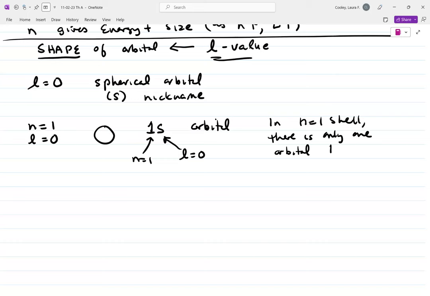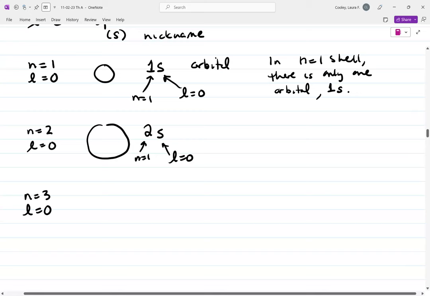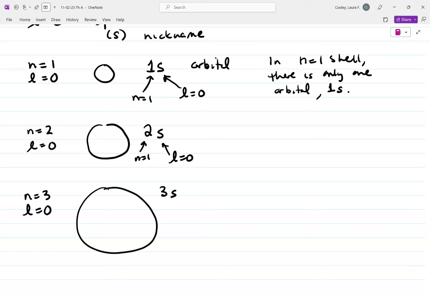Okay, so now let's go to the n equals two shell. It also has a spherical orbital, and we say that l equals zero, duh. So this is the 2s. n equals two, l equals zero, okay? So we have a 2s orbital. For n equals three, we also have a spherical orbital, so that's the value l equals zero. Yeah, n equals three and l equals zero.